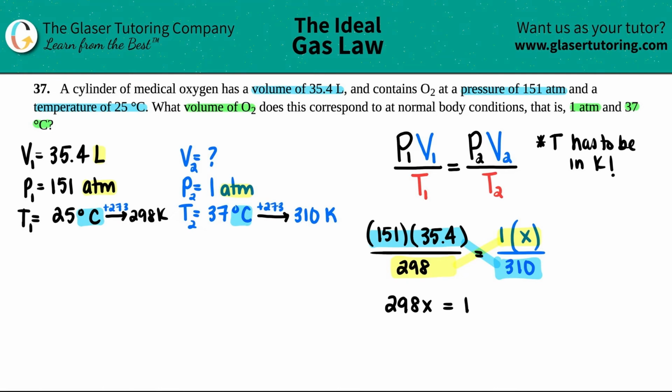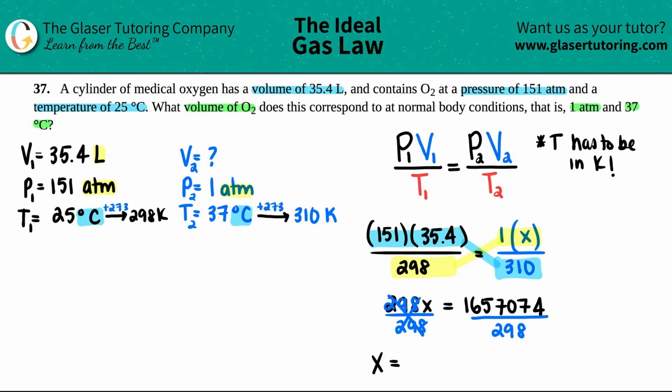Big number. I'll try not to round because that's not the final answer. 1657074. And now we just want to solve for X. It was multiplied by 298, so I'll divide by 298 to get it out of there. Now we have X equals this answer divided by 298.